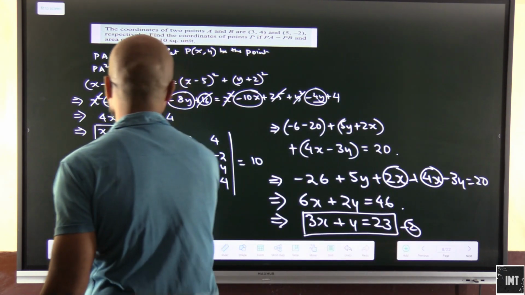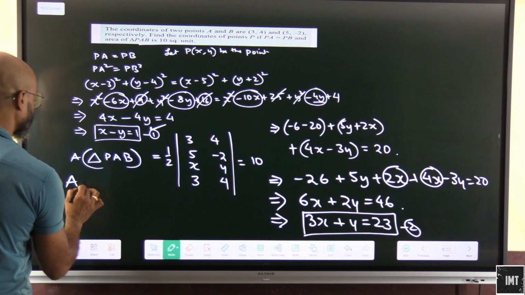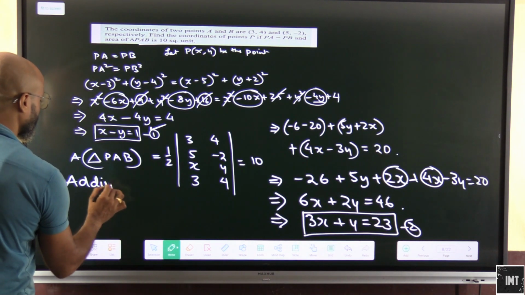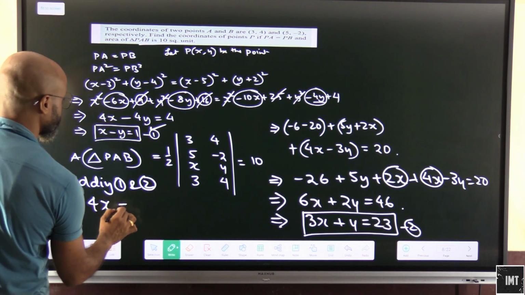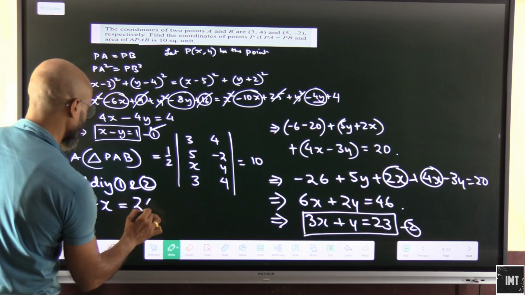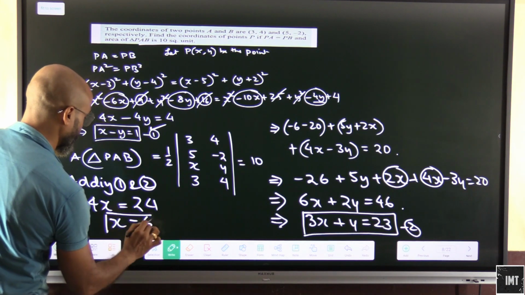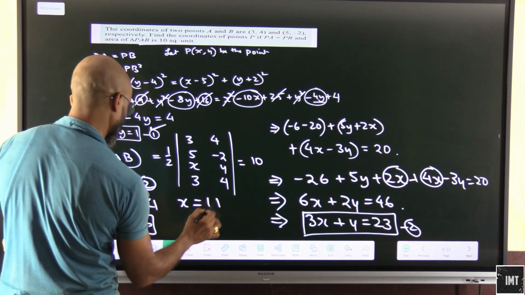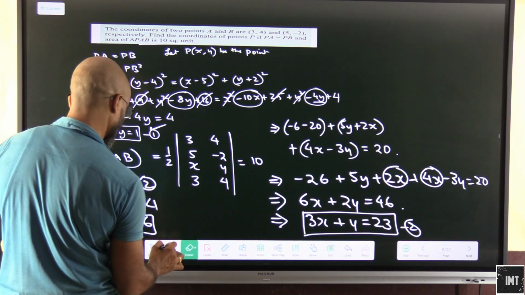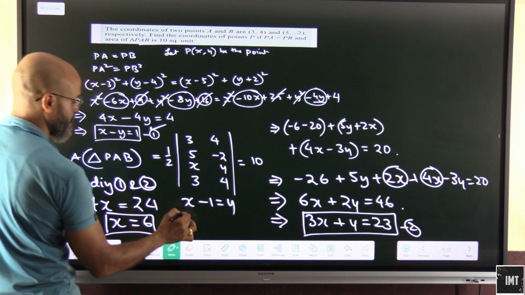So solving these two equations, adding 1 and 2, this will be 4x = 24, which gives us x = 6. Again, y = x - 1, from equation number 1.